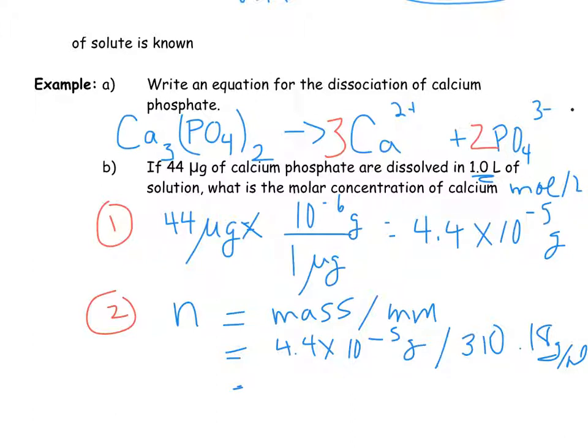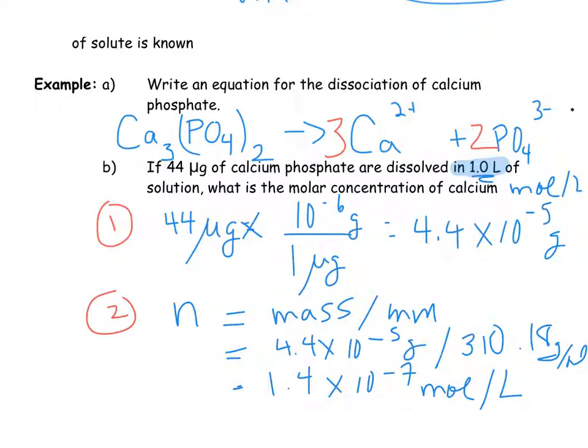Giving me, to 2 significant digits, 1.4 times 10 to the negative 7 moles per liter. Okay, so remember, I can say that it's moles per liter. Why? Because in the original question, it told me that I had exactly 1 liter of solution. So there's my molar concentration of calcium phosphate.